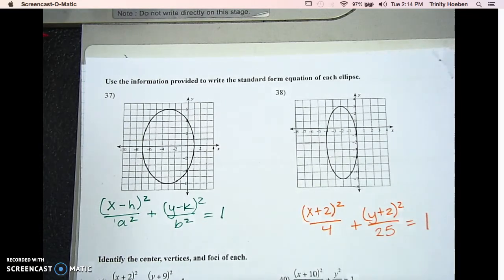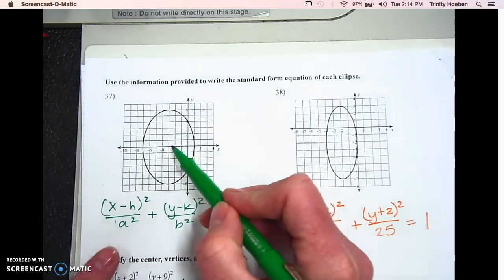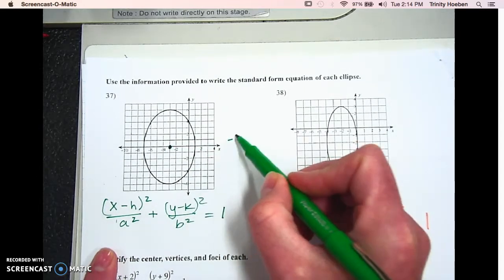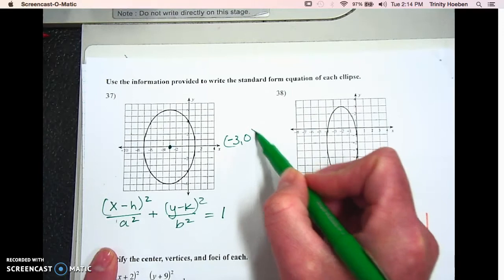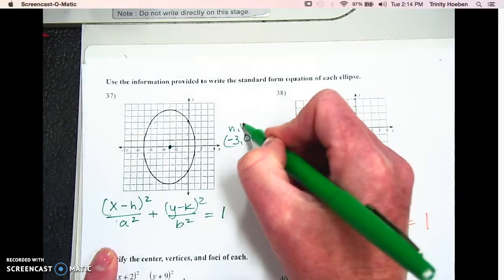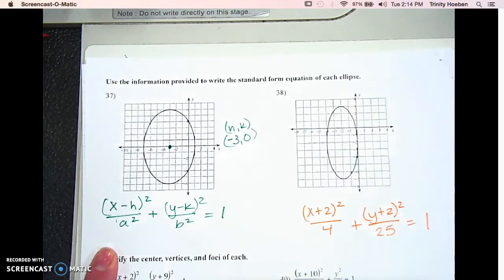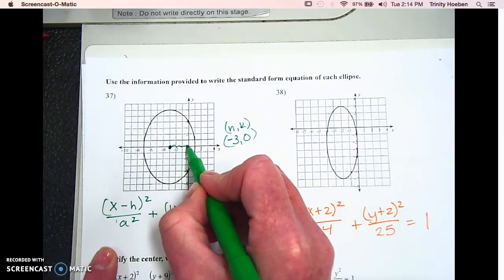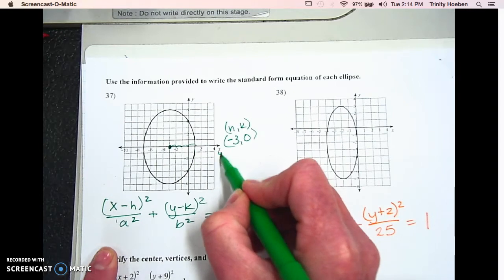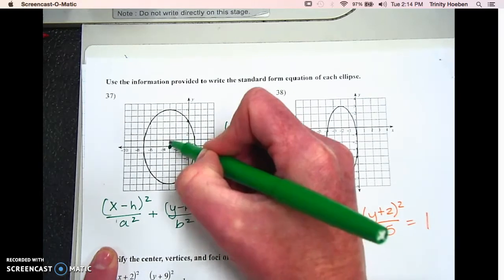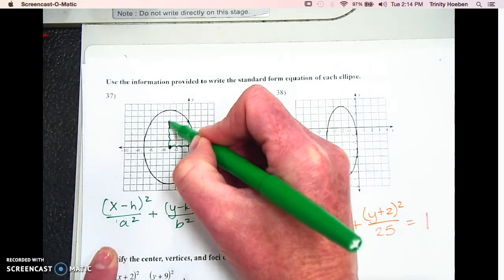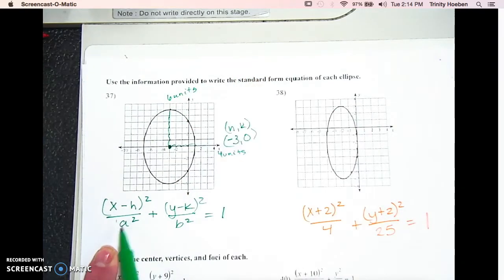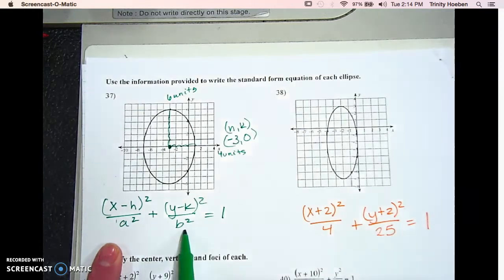For number 37, you just want to find the center. So the center is right here at -3, 0. That's going to get plugged in for h, k. And then you want to just count how many units it is to each side. So this direction, it's 1, 2, 3, 4 units. And this direction, it's 1, 2, 3, 4, 5, 6 units. That's going to get plugged in for your a and your b.